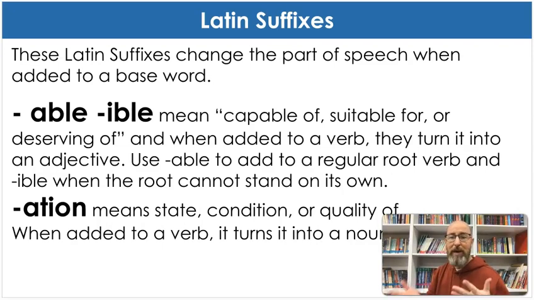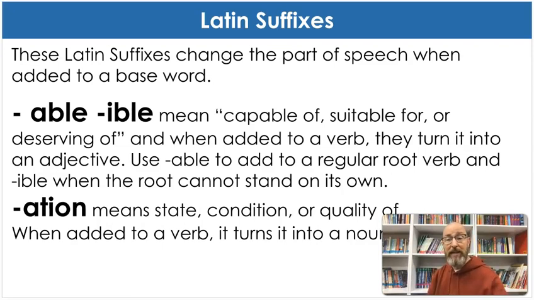Now, when do I use which when I'm writing? Well, if the root word, if the base word is a word all by itself, we typically use able. If the root word really cannot stand on its own, can't be a word all by itself, we typically add ible. And that's usually how we know which one to spell, because they sound almost the same.